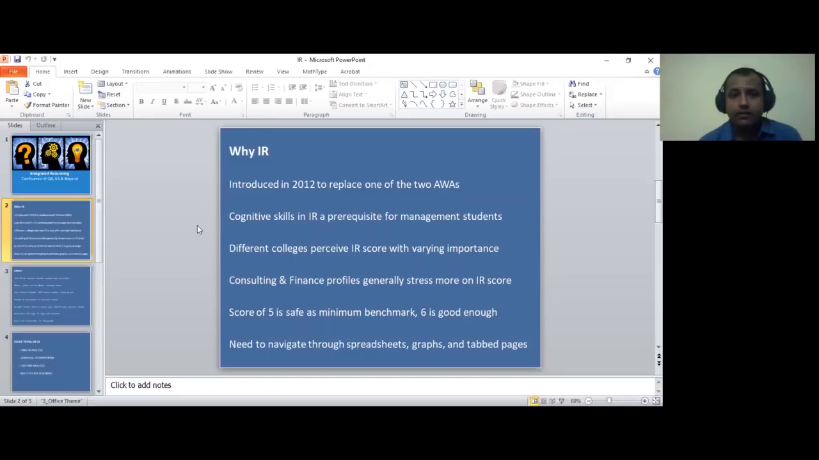And IR becomes critical where people are applying for consulting and finance profiles, where you need to be a more data oriented person, you need to be more analytical, you need to figure out information from long passages, from multiple data sets, cross referencing, and so on and so forth. So it's scored on a scale from 1 to 8. A score of 5 is a bare minimum benchmark, and 6 is a good enough score.